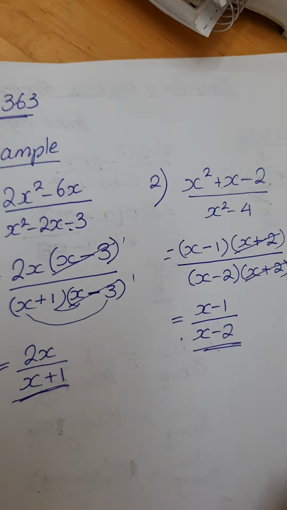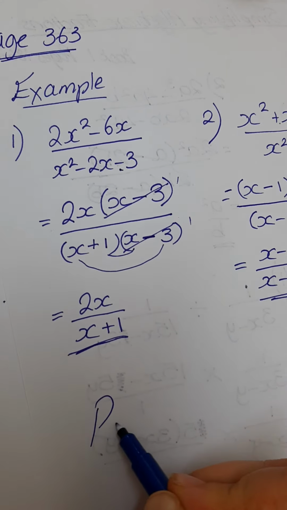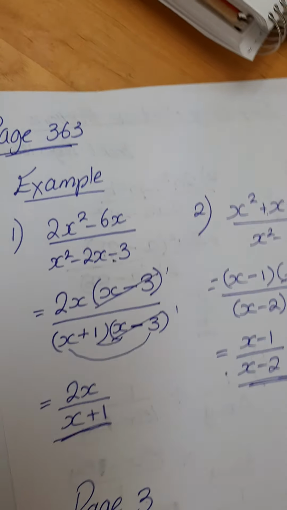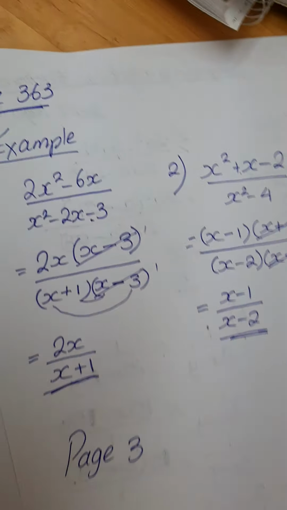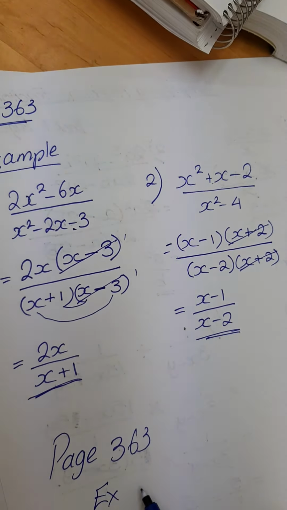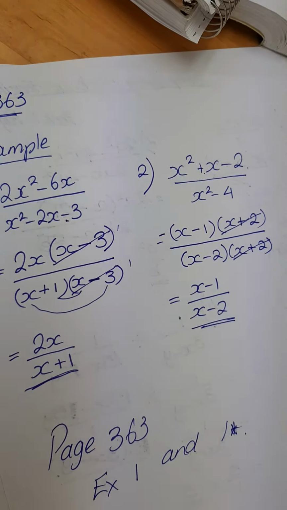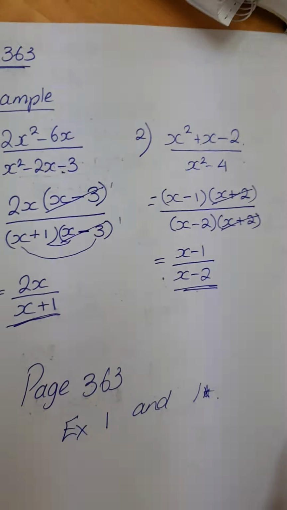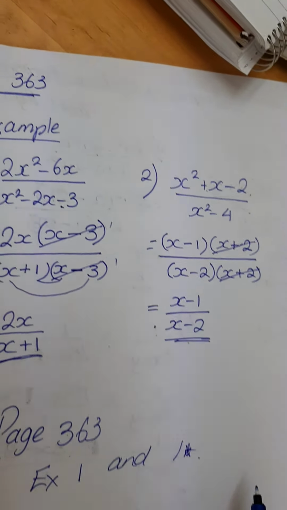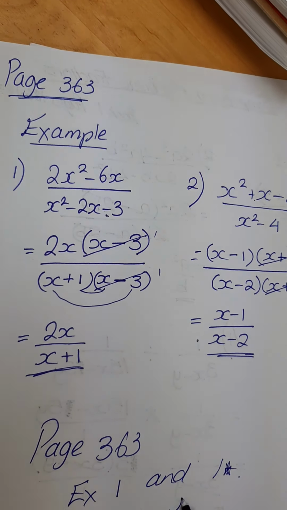So for now, I want us to practice page 363, exercise 1 and 1 star. Okay, it shouldn't take you too long. Remember, you would have had a triple period today, so you're supposed to invest that time. Please do all of those.